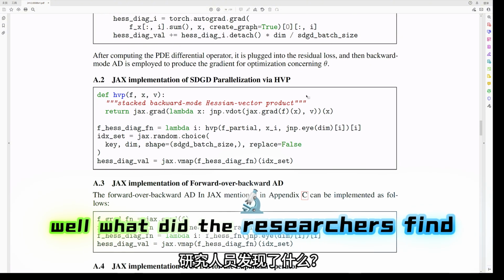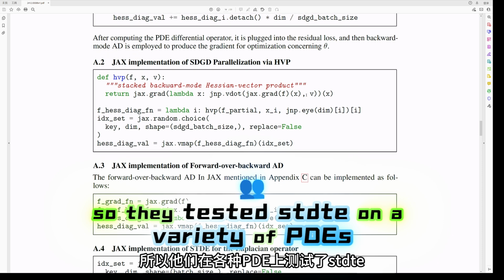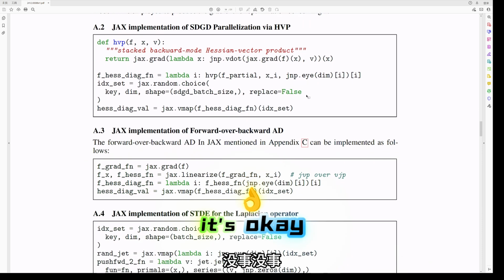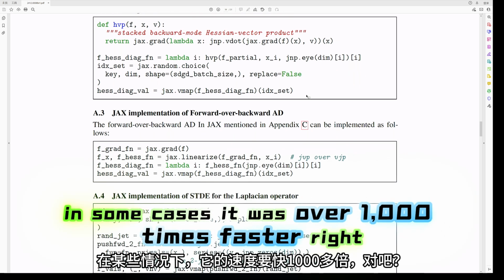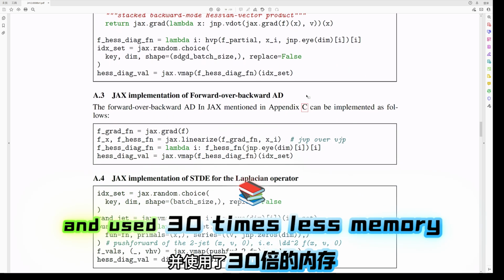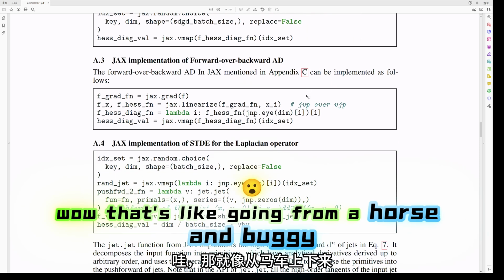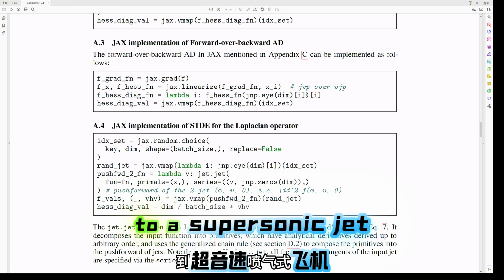Well, what did the researchers find? So they tested STDE on a variety of PDEs, and the results were really amazing. In some cases, it was over 1,000 times faster and used 30 times less memory. 1,000 times faster. Yes. Wow, that's like going from a horse and buggy to a supersonic jet.